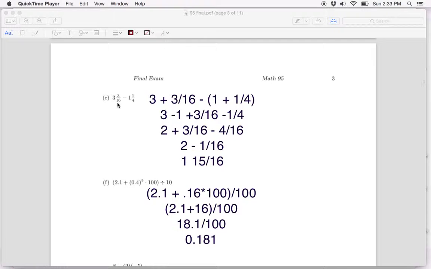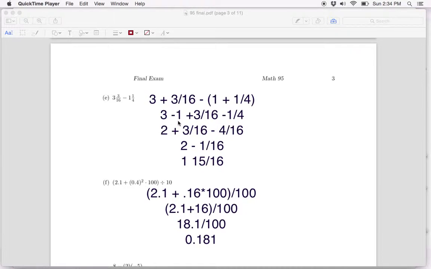Alright, for this problem, we have some mixed numbers. So I chose to go ahead and break those apart because 3 and 3/16 means the same as 3 plus 3/16. And then subtracting this, remembering that these are together. So I rewrote that. I distributed the subtraction, so it's minus 1 minus 1/4. And then I just rewrote the whole numbers here and the fractions next to them.